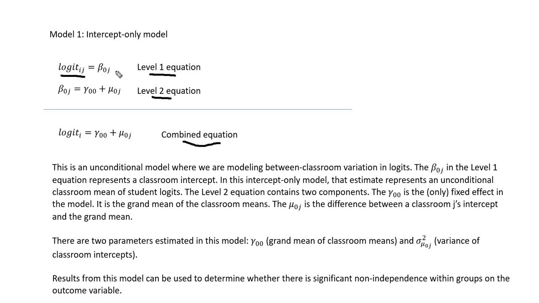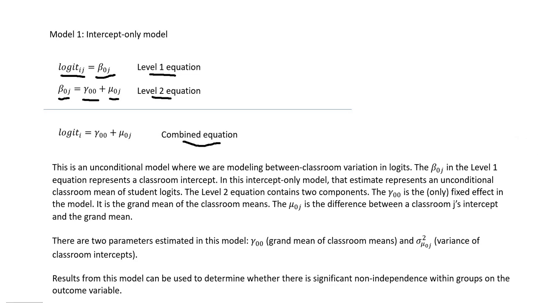You can see in the level 1 equation we're essentially using the classroom average of the student logits as the predicted logit for each individual student. That's what's reflected in the beta 0j that we have in that equation. In the level 2 equation, what we're trying to do is model variation in the classroom average logits, and so you can see right here each classroom average logit, if you will, is equal to the grand mean of the averages plus the difference between the classroom average and the grand mean.